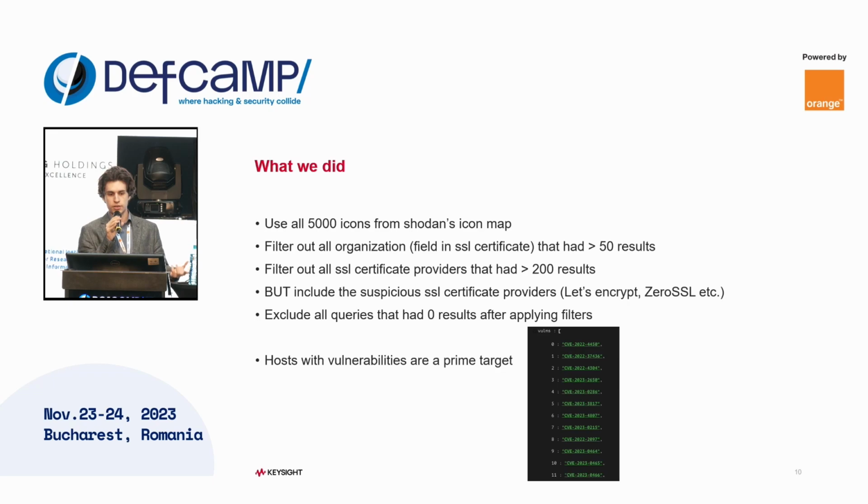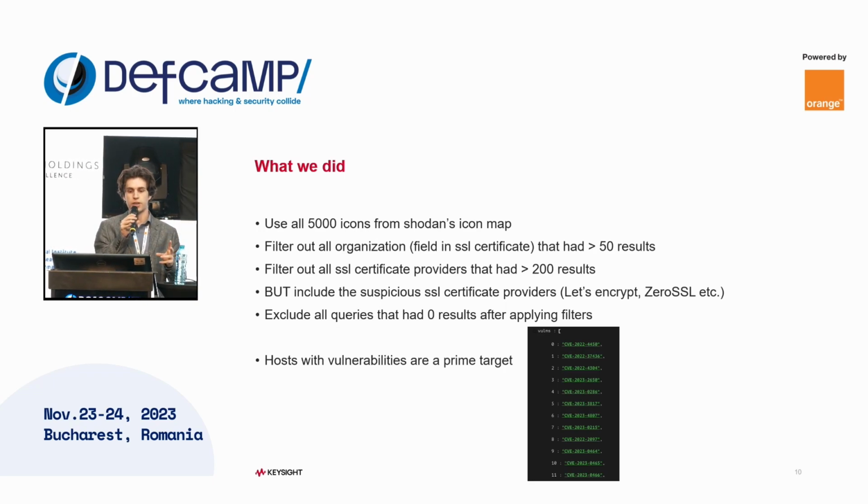But what we did instead is that we used these SSL certificates to try to filter this. So we filtered out all the organizations and the SSL certificate providers that had more than 200, respectively 50 results. The idea being that, for example, if we have a company like Google, which also has their own certificate authority that issues their own certificates, we're not interested in these results because they're legitimate and we know they're good. But we did include these SSL providers like Let's Encrypt and ZeroSSL that we had identified in the previous step.